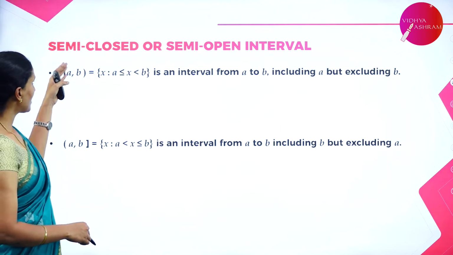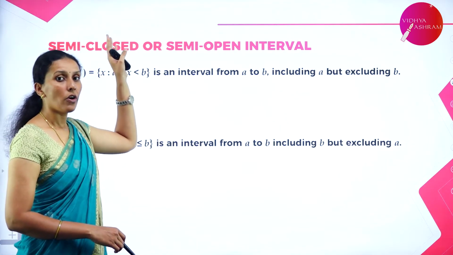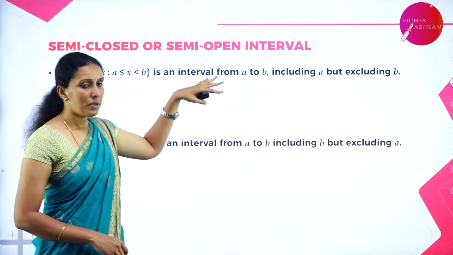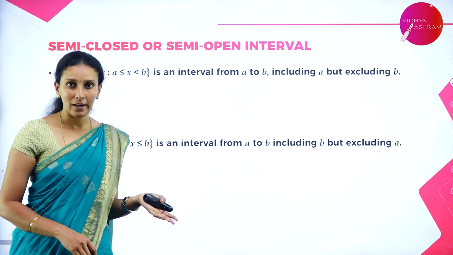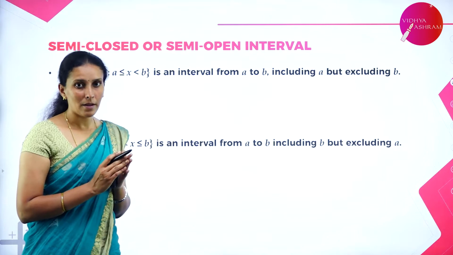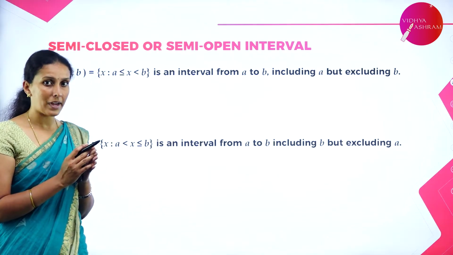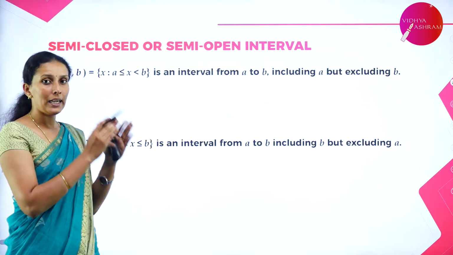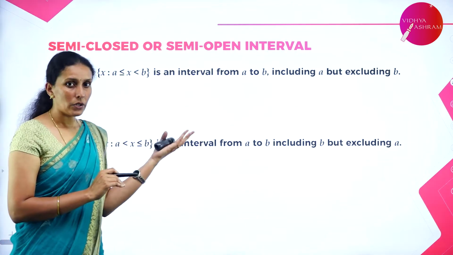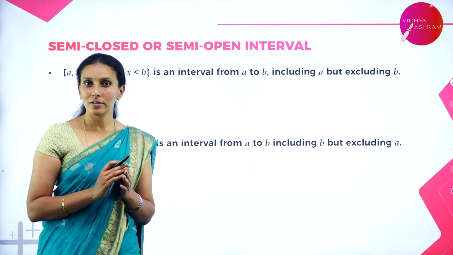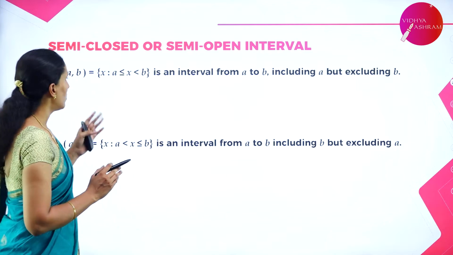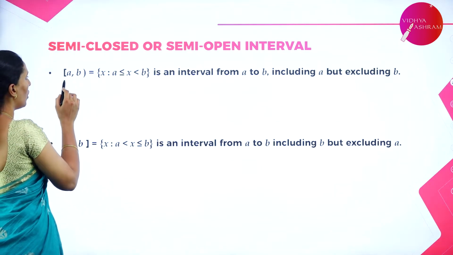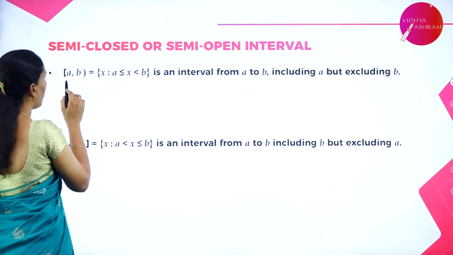Next, semi-closed or semi-open interval. As the name itself says, when I say closed, you are including the end point; when I say open, you are excluding the end point. So, wherever a closed bracket, a square bracket, comes, you need to include the end point inside the set. Whenever you have an open bracket, you need to exclude that point from the set. So, here is a closed and open interval of this form.